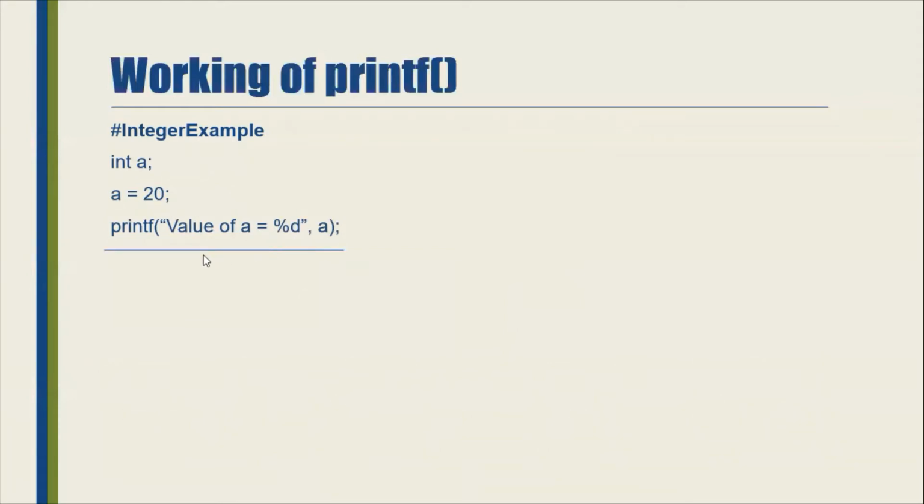Similarly, let us take another example. Here I declare variable a and initialize it with the value 10. Then I use the printf command to print "value of a equals %d". So the %d, who is going to give the value after the comma? After the comma, we have the variable a. So it is going to take the value of a, that is 10, and print it here.